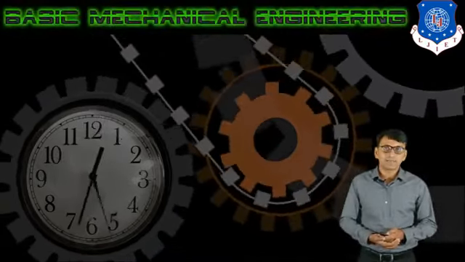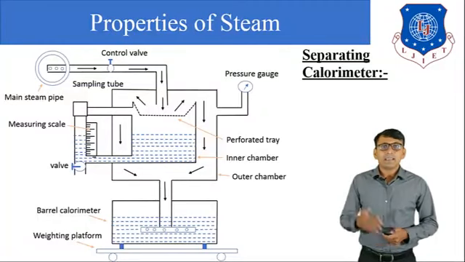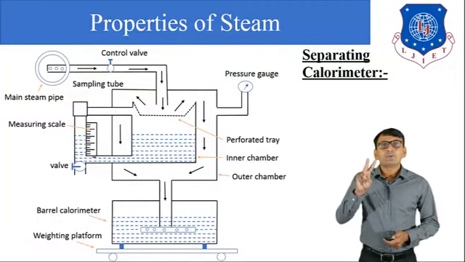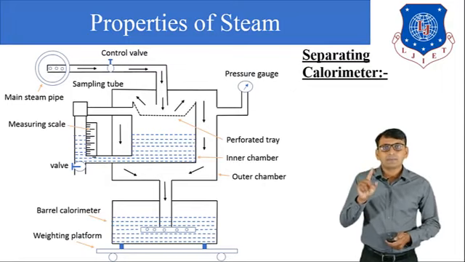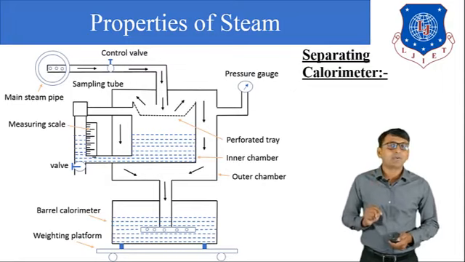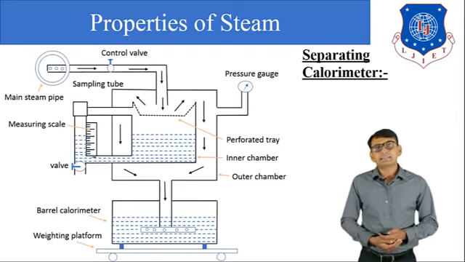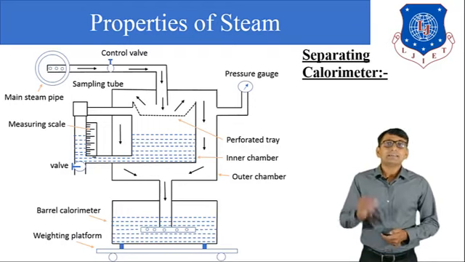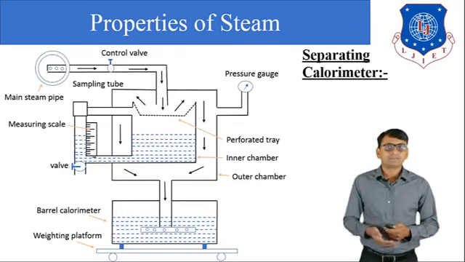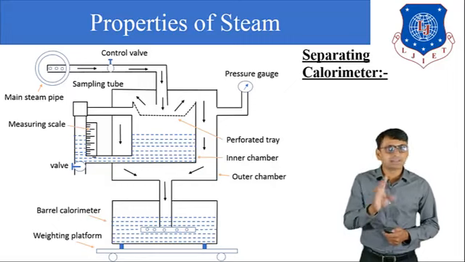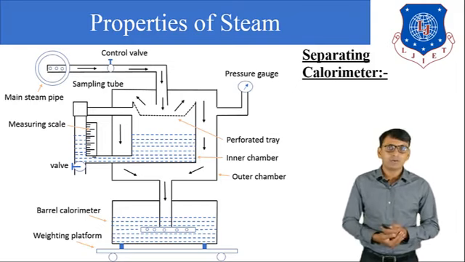So in the last lecture we already discussed two calorimeters: first, the bucket calorimeter, and second, the throttling calorimeter. In this lecture we start with the separating calorimeter. A calorimeter is used to measure the dryness fraction of wet steam, which we already know.